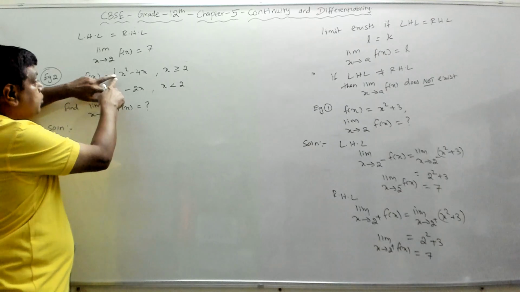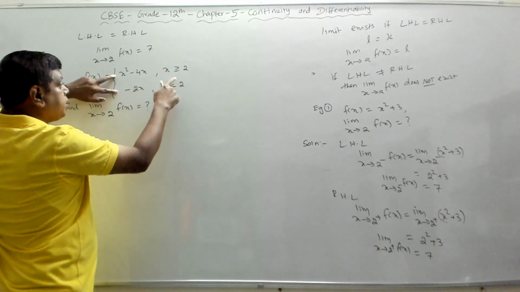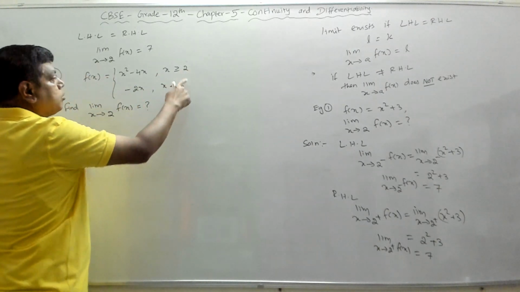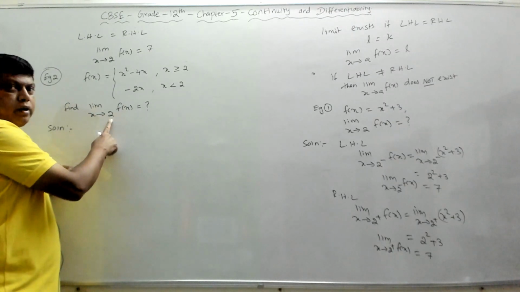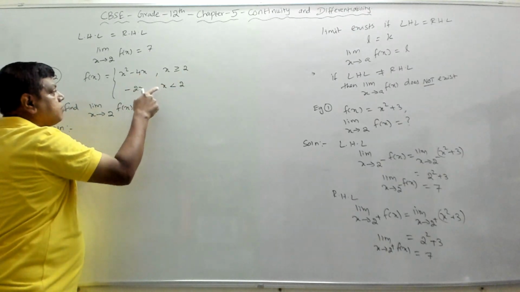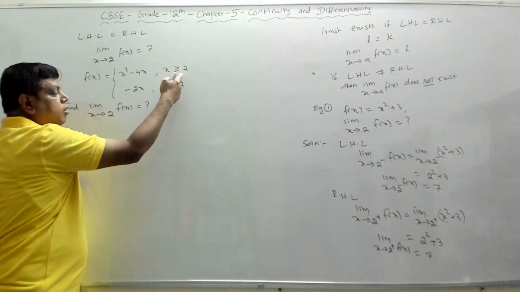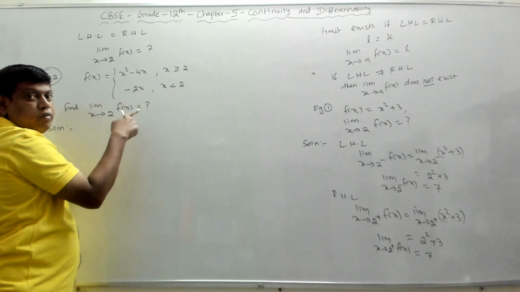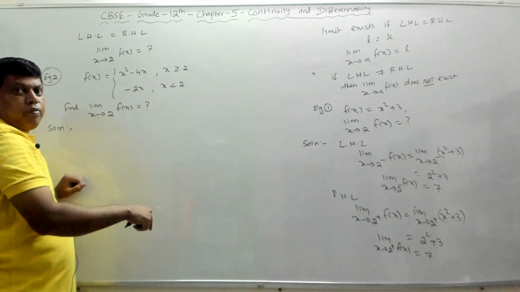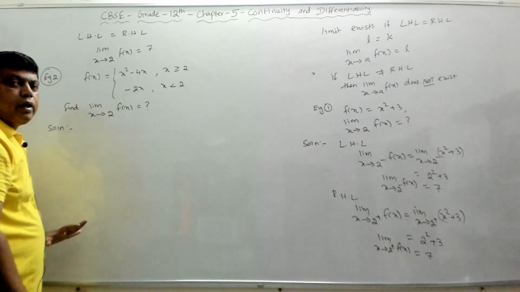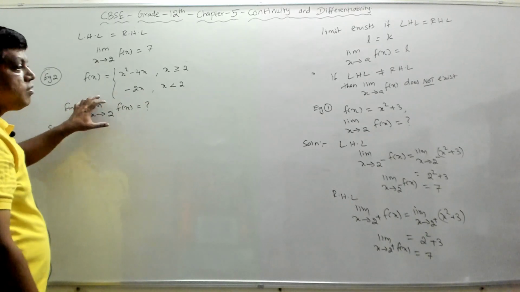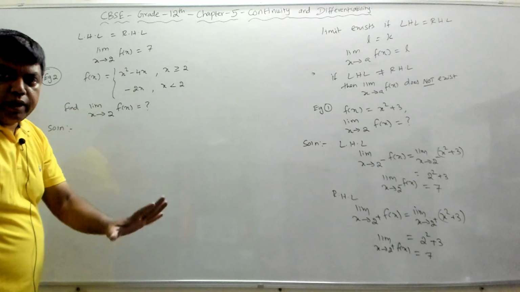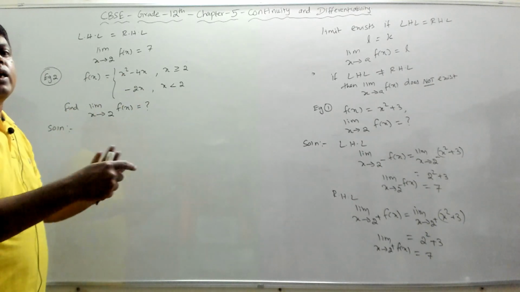at which point it is changing? The definitions change at the point 2. If you want to find the limit at the point where the function is changing, because for greater than or equal to 2 it behaves like this, and for less than 2 it is like this, then we must find the left hand limit and right hand limit. So to find this limit, we should find both. If both match, then we will say the limit exists.